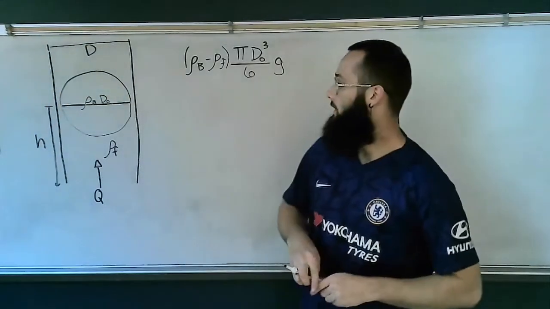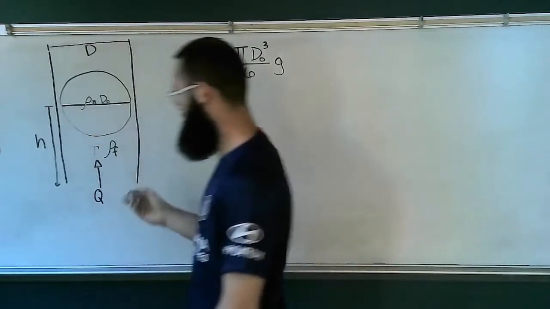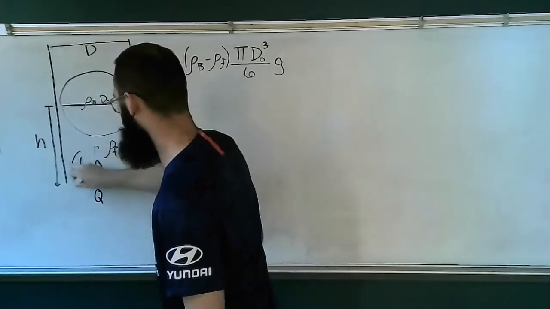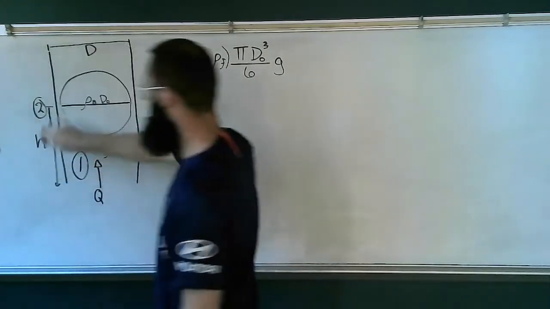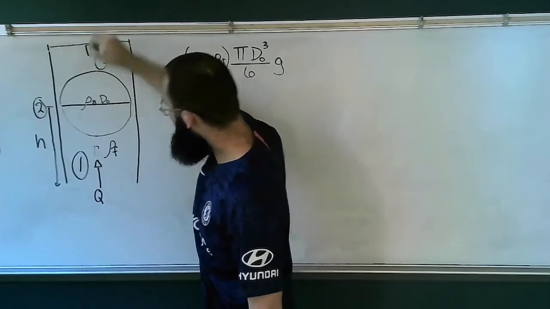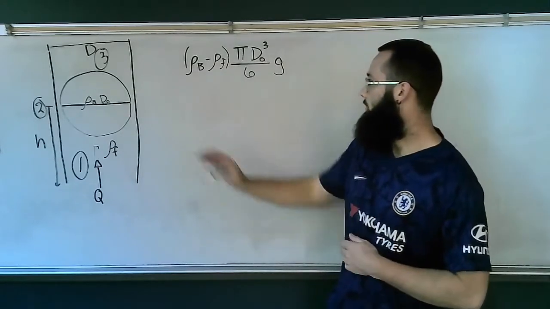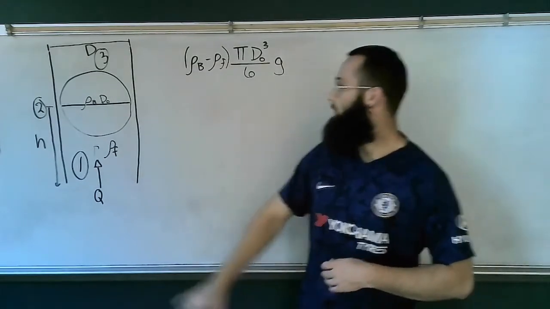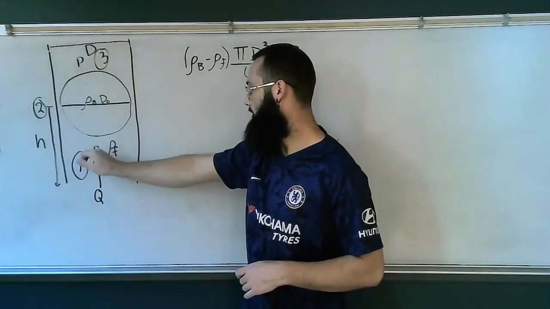And then we know that there also has to be some pressure here. We'll call this 1, before the ball. Point 2 will be this gap between the ball and the wall. And then 3 will be above the ball. Because we're doing the force balance on the ball, we have to factor in the pressures at 3 and 1.